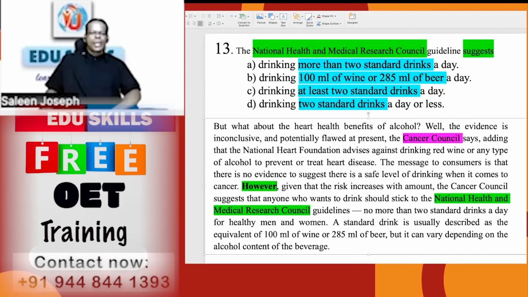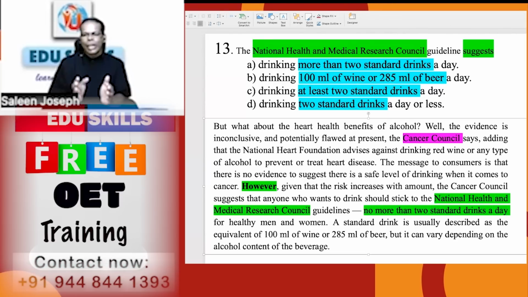And the second clue for you to find out is this name, National Health and Medical Research Council. So now you know that name comes after this contrast word. Now the suggestion of this council: given that the risk increases with amount, the Cancer Council suggests that anyone who wants to drink should stick to the National Health and Medical Research Council guidelines, no more than 2 standard drinks a day. Even primary school students can find it out, right? So straight away it is given.